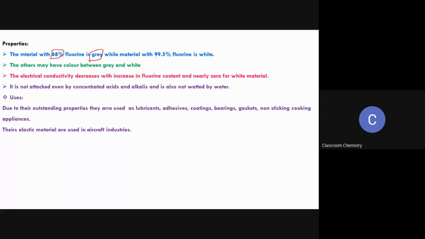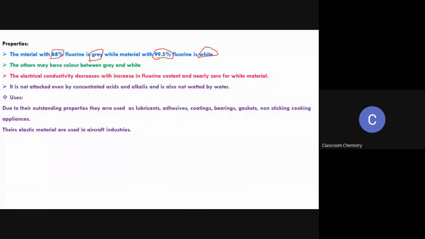While the material containing 99.5% fluorine is white in color. So the purest form of these fluorocarbons is white. It is about 99.5% pure, while 68% fluorine shows a gray-like structure. It is not white. So the others may have color between gray and white.